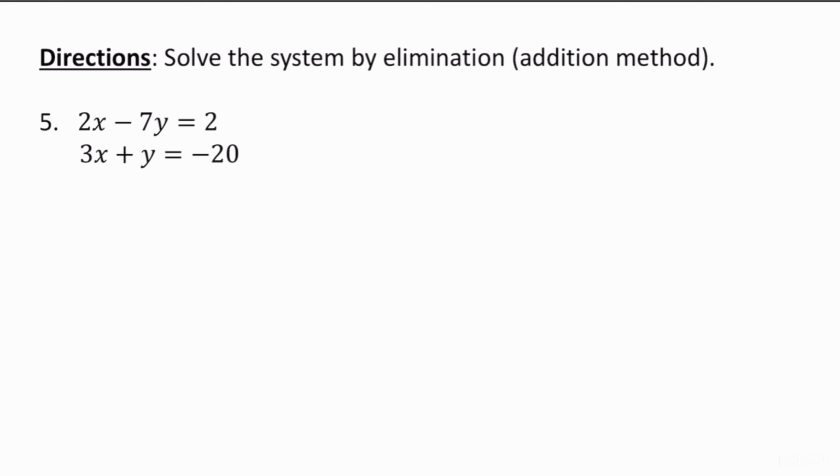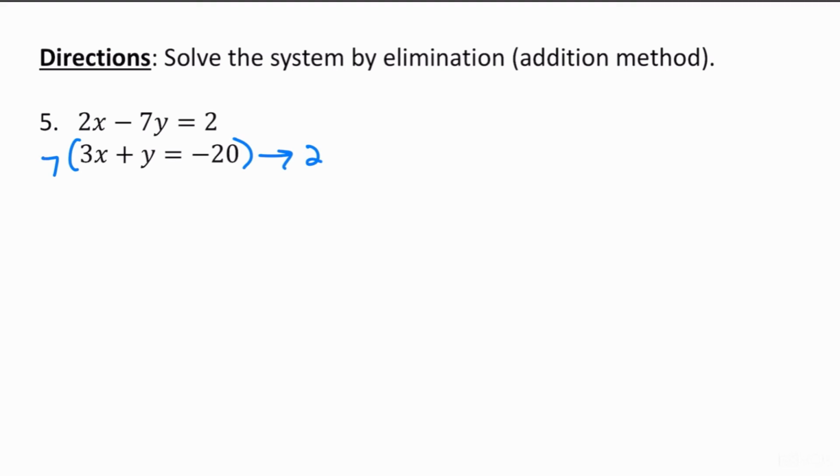The other way that I can solve this problem is to look at the y's. This y has a -7, this y just has a 1. In this particular case, I can make the bottom one +7 if I multiply the entire bottom equation by 7. And so I'm going to go ahead and do that. You could also have done what I said first with the x's, and you're still going to get the same answer. I'm going to go ahead and multiply by 7.